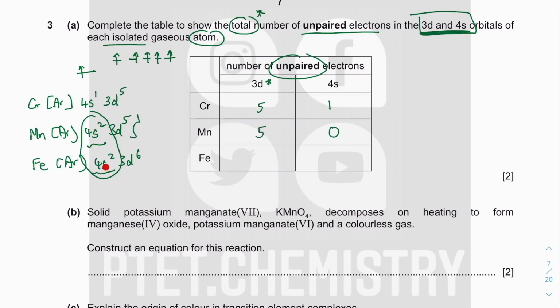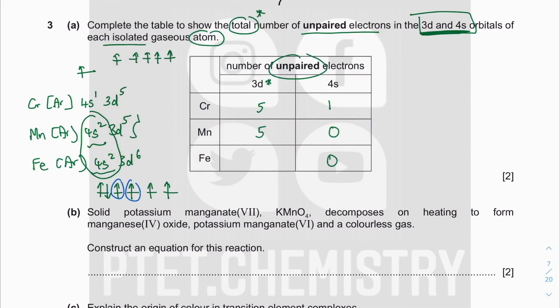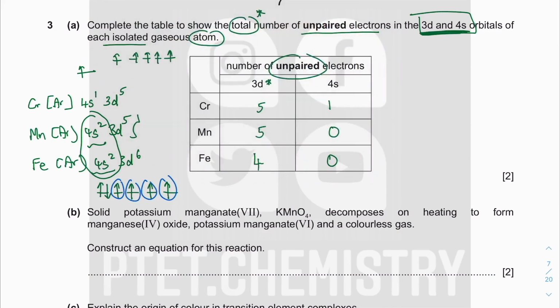For the iron, again, the 4s is completely filled, but the d6, you need to be careful, it's not 6 unpaired electrons. Yeah, d6 means 1 2 3 4 5 6. So how many unpaired electrons do you have? You have 1 2 3 and 4. Alright, so you actually have 4 unpaired electrons.